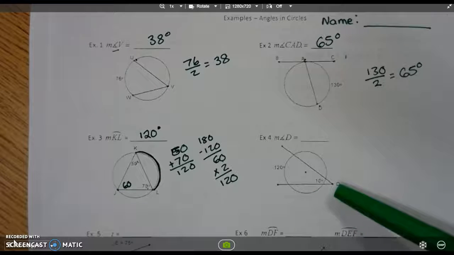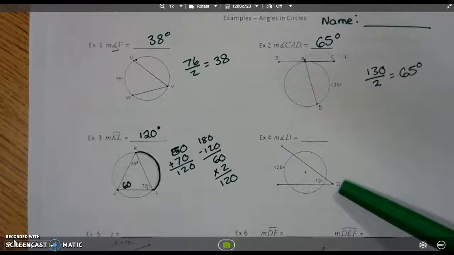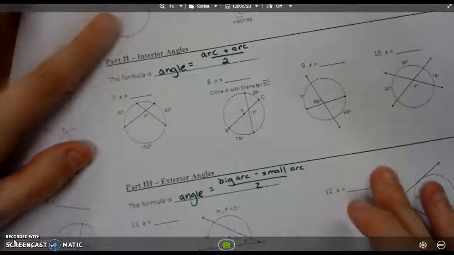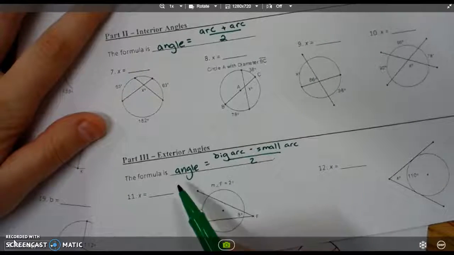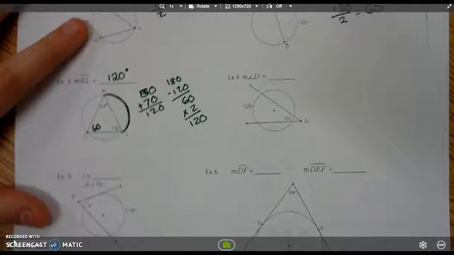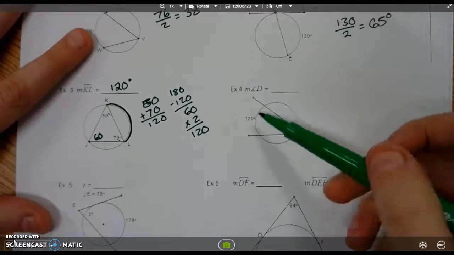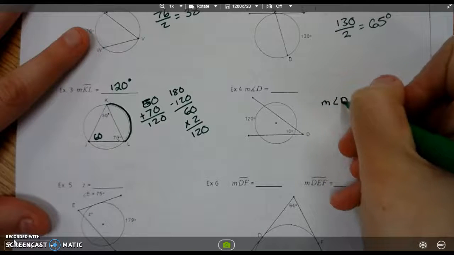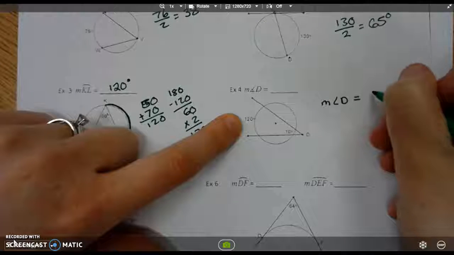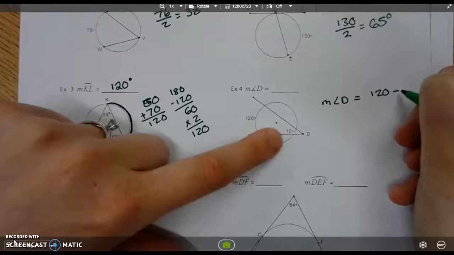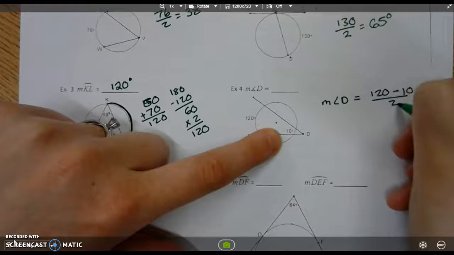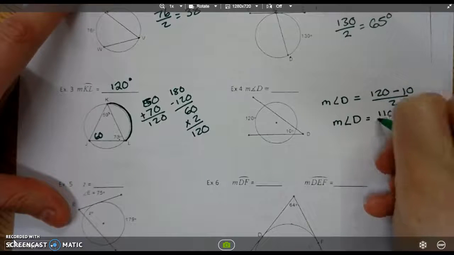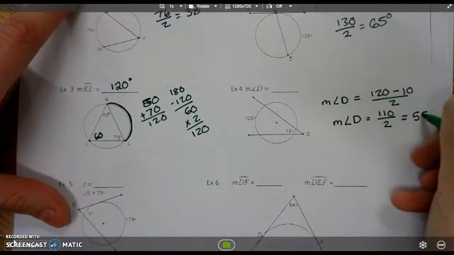Example 4, as you can see, the angle is outside of the circle. That's what makes it an exterior angle. So we're going to use the formula from the other side. Big arc minus small arc over 2 is what the angle is equal to. So the big arc and the small arc are inside of this angle. We're looking for angle D. I do the big arc, 120, minus the small arc, 10, over 2. The measure of angle D is equal to 110 over 2, which is equal to 55.